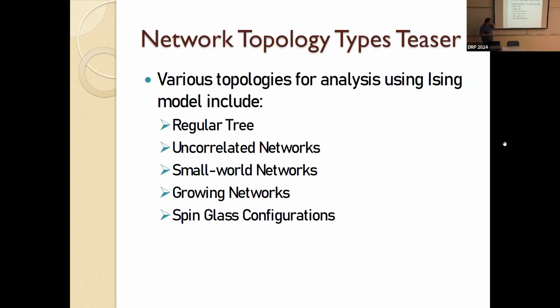So this ends up just a teaser for how we can use this Ising model to explain some network topologies, such as a regular tree and a correlated network. We also have so-called small world networks and growing networks. And finally, again, in my report, I go a little bit into how spin glass configurations arise from these models.